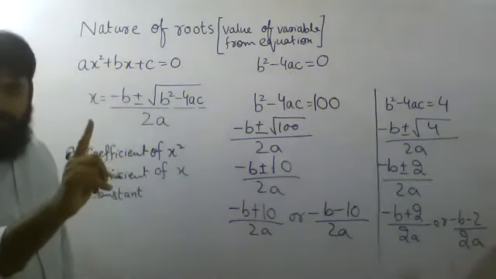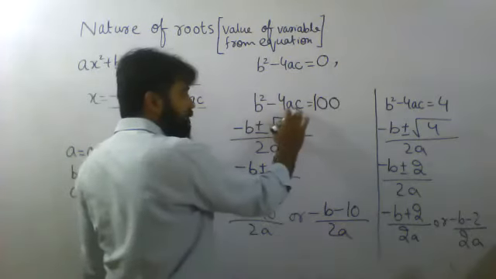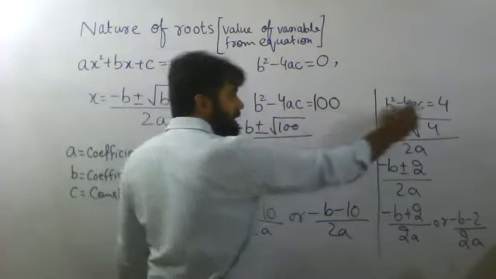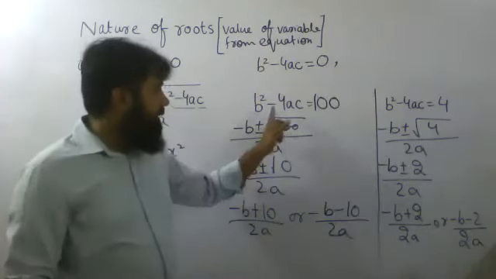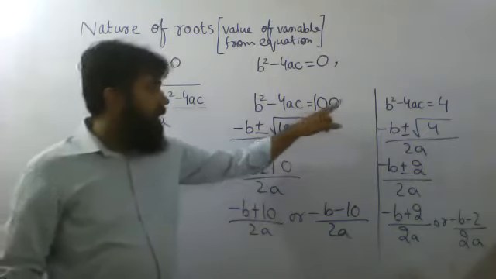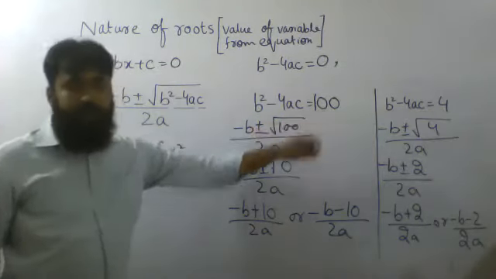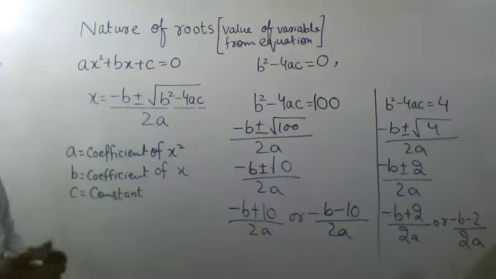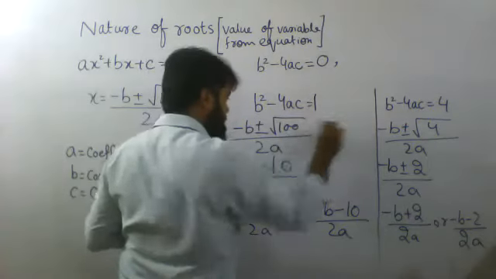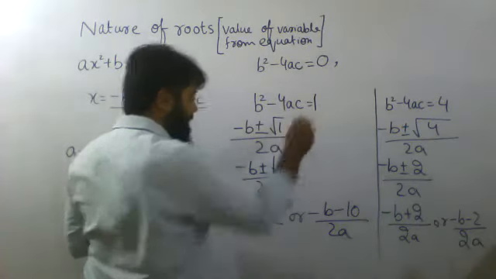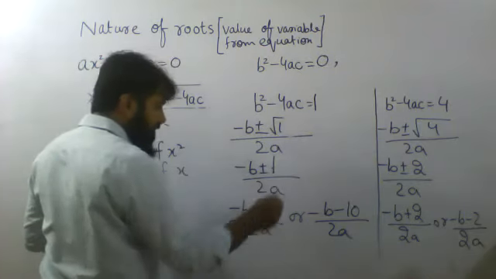I was getting only one answer. Now I am taking b square minus 4ac with positive values. I have taken 4, which is positive. I have taken 100, that is also positive. Even I can do it in this way. Okay, let's take it 1. Let's take it 1. So what will happen? Root of 1 will be 1.